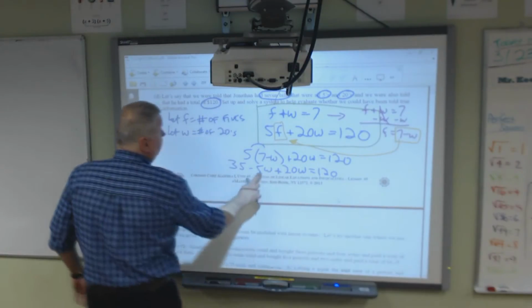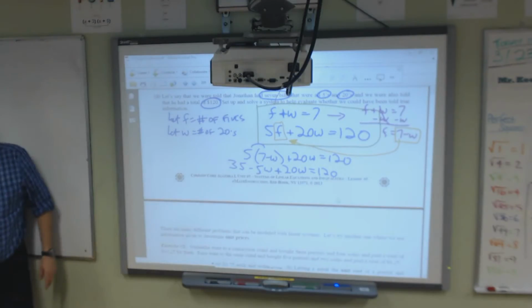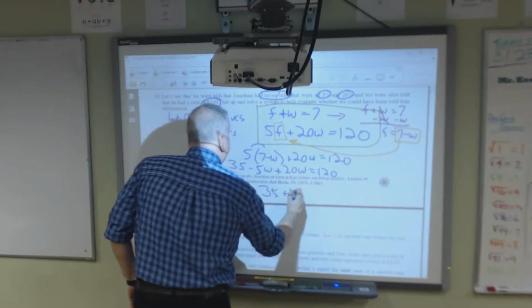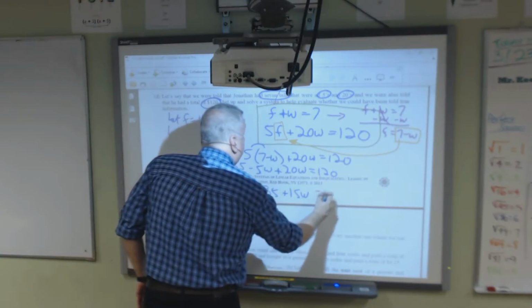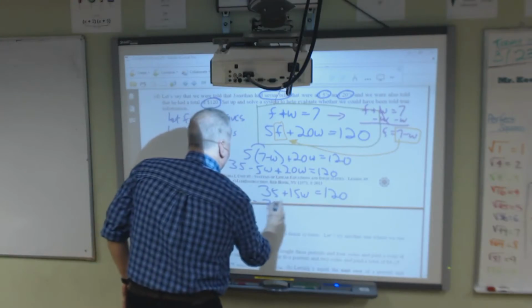So we have negative 5W and 20W. What's negative 5 plus 20? It's 15W. So you have 35 plus 15W equals 120. Good. Minus 15W. No, minus 35. Good.